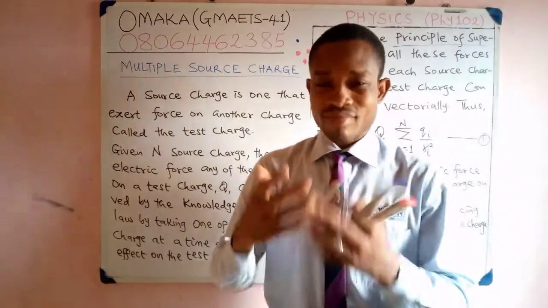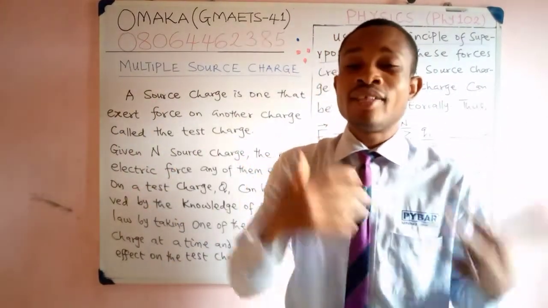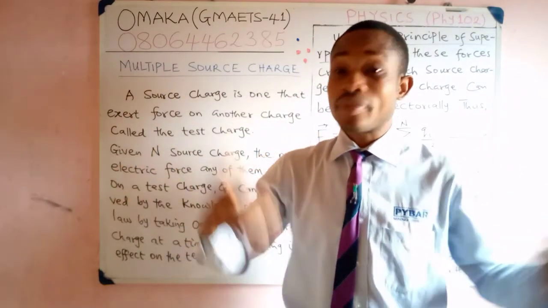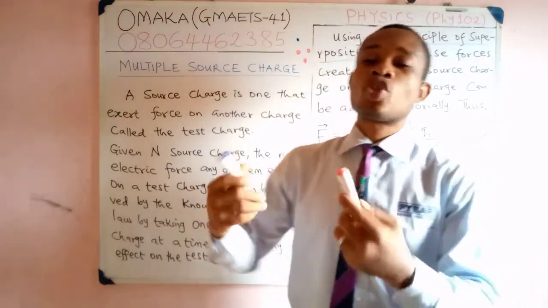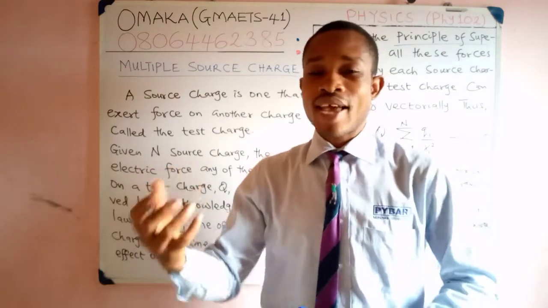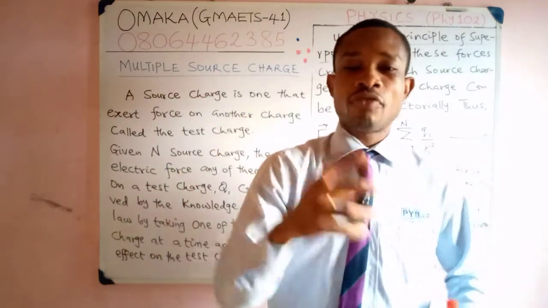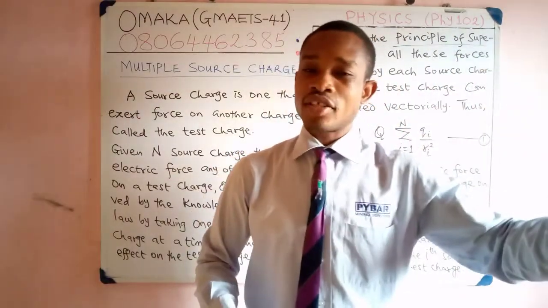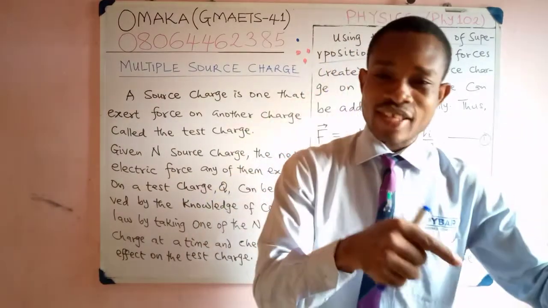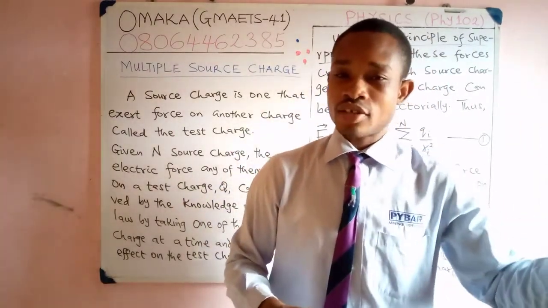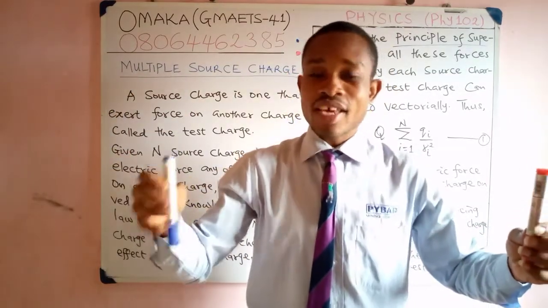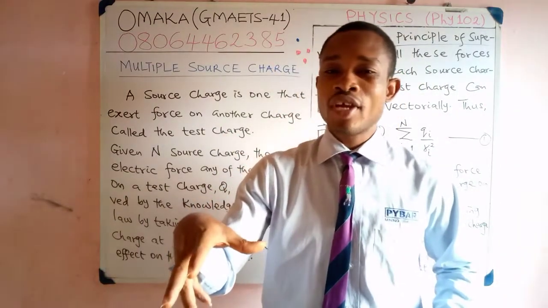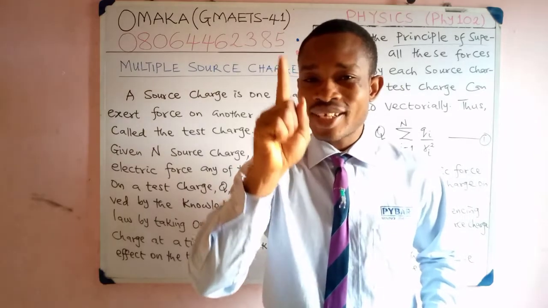Now first we'll start by explaining the concept of source charge and test charge. It's not something from space, something difficult to understand. A source charge is simply that charge that creates the electric force which affects another charge. That other charge that is feeling the force, that is being affected by the force, is called the test charge. The one producing that force is called the source charge. So it is possible for us to have more than one source charge exerting forces on just one test charge.